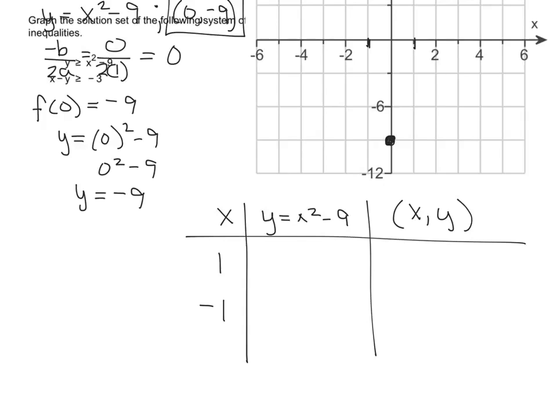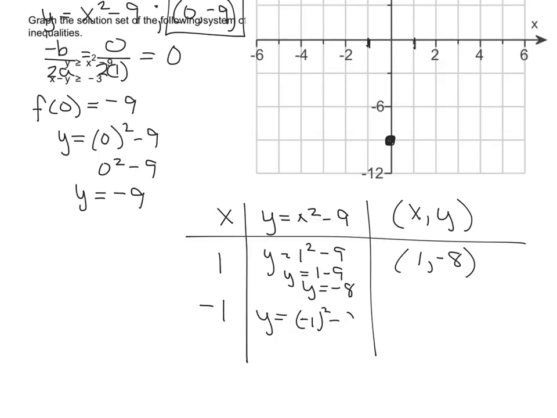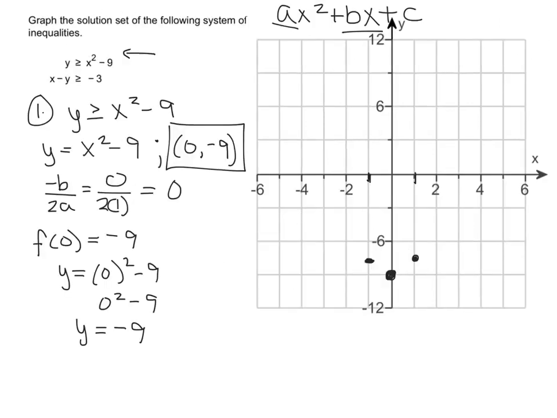So for x equals 1, I have y equals 1 squared minus 9, which is y equals 1 minus 9, which gives me a negative 8. So this is 1, negative 8. Now I have a negative 1 for x. So I have negative 1 squared minus 9, which is 1 minus 9, which is also a negative 8. So my second ordered pair is negative 1, negative 8. So I went ahead and plotted those 2 points on the graph.